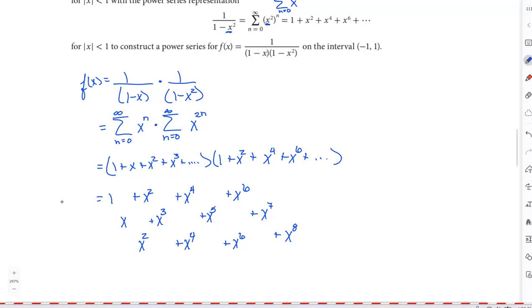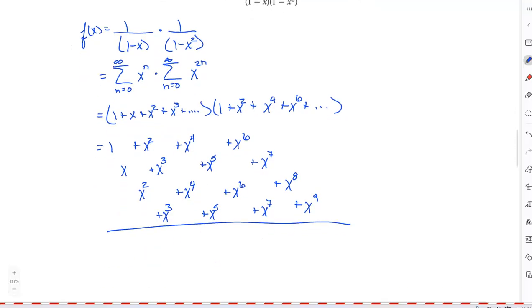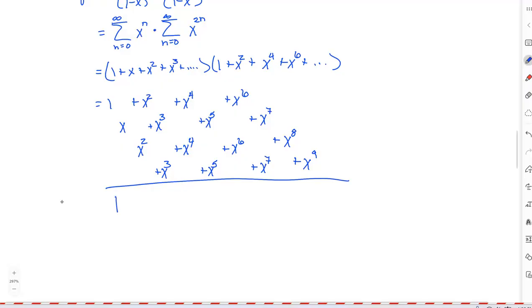And then distribute the x cubed. X cubed times 1 is x cubed. X cubed times x squared is x to the 5th. X cubed times x to the 4th is x to the 7th. X cubed times x to the 6th is x to the 9th. And so vertically, if I were to add, I get 1 plus x plus 2x squared plus 2x cubed plus 2x to the 4th, 2x to the 5th, and then I'm just going to say so on because we can see the pattern that's coming.